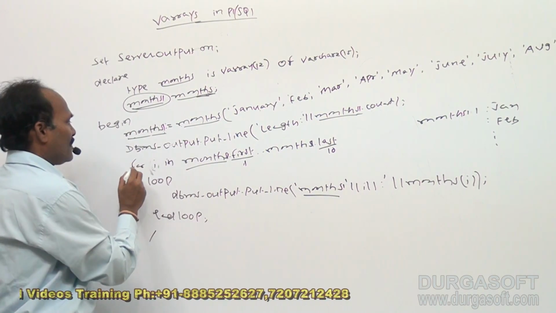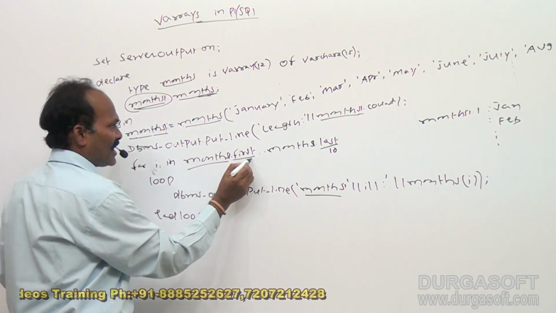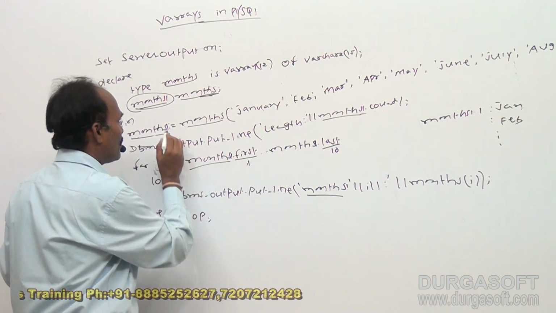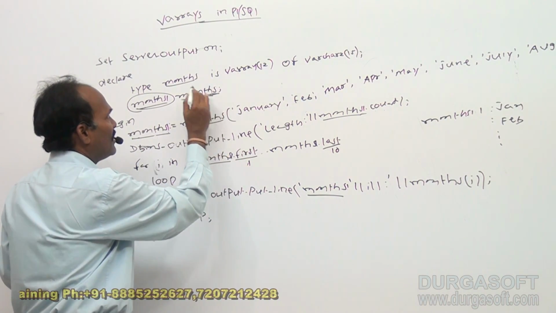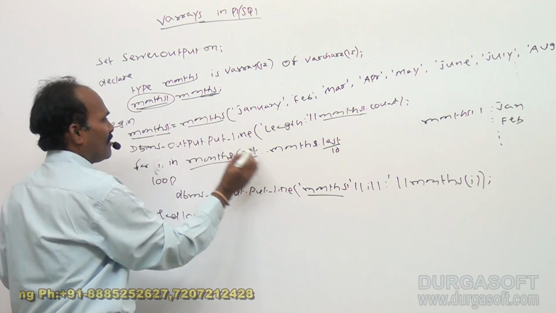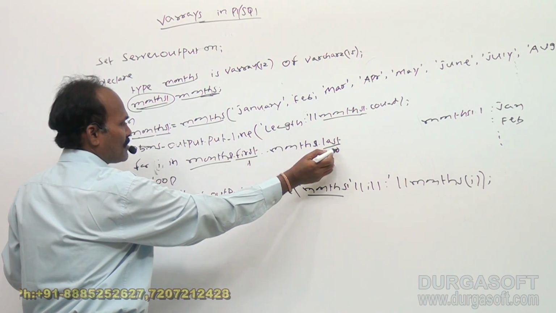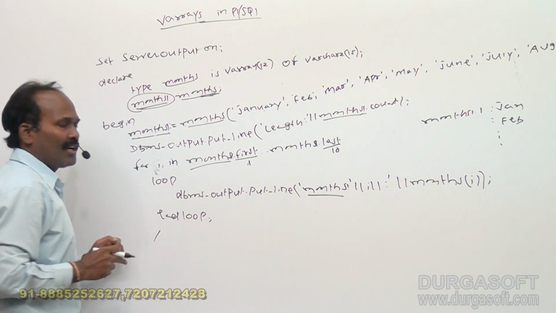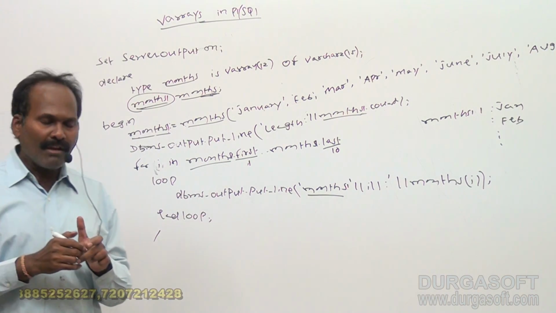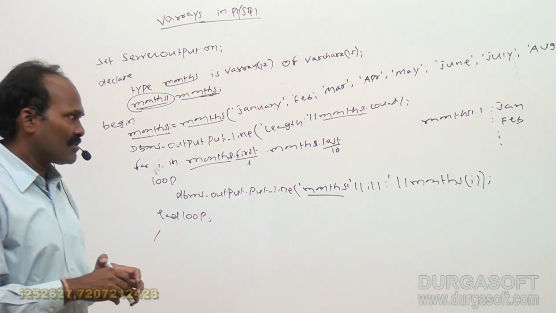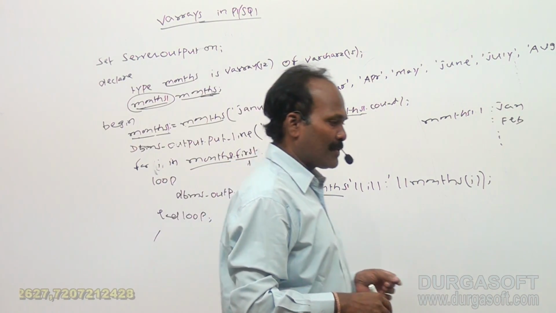For I in months1.first, so months1.first is going to give the starting index in the months1 array. Okay, so months1.last it is going to give 10. So like this the loop will be continuously printed for 10 times. Okay, just have a look, I will show it practically.